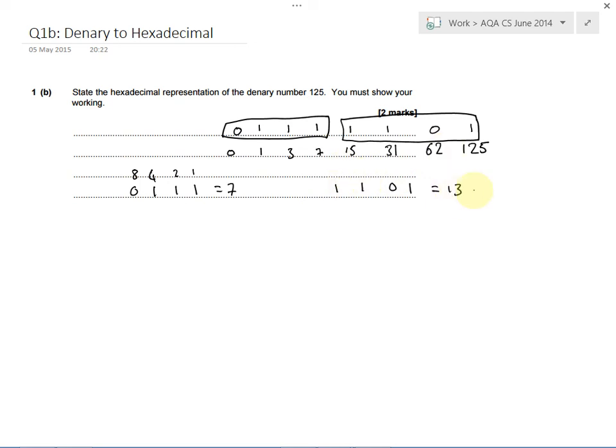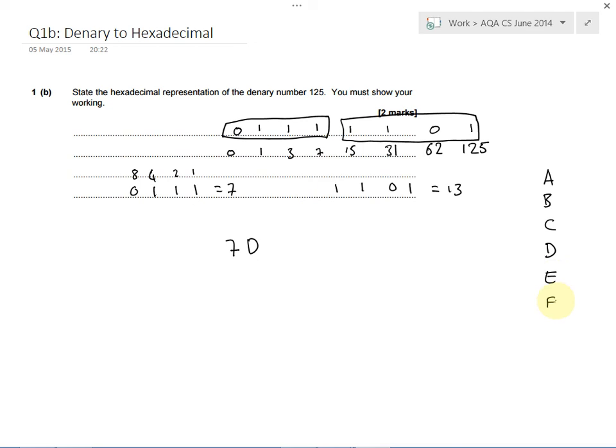Okay, we're very nearly there. Now that we've got the value of both of these nibbles, we just need to write them in hexadecimal. So 7 is less than 10, so we can just write it down as it is. But 13 is more than 10, which means that we have to use the letters. So A would be 10, B would be 11, C would be 12, D we can use to represent 13. And if we wanted to carry on, E would be 14 and F would be 15.